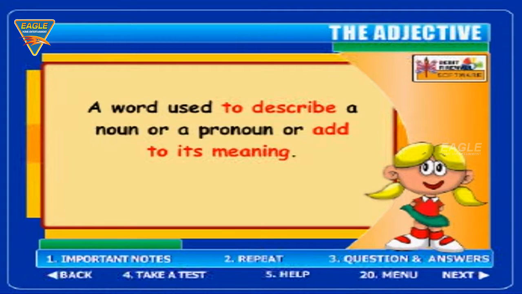Come on! All of you are intelligent kids. Did I use any adjective here? Yes, intelligent is the adjective. Now let's learn more about adjectives. The adjective: a word used to describe a noun or a pronoun or add to its meaning.